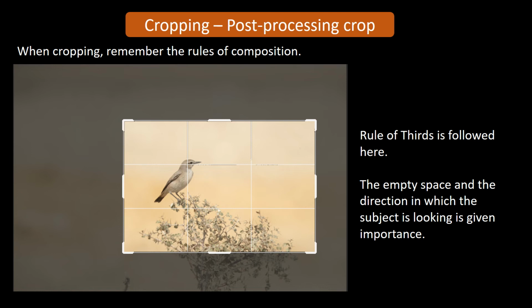But as I said, while cropping, remember the rules of composition. The rule of thirds was followed here. Empty space in the direction the subject is looking is given importance. So this W x H x Resolution option gives you a lot of flexibility in following the rule of thirds, and thereby you can crop following the various rules of thirds, be it the vertical or the horizontal crop. You can do either.